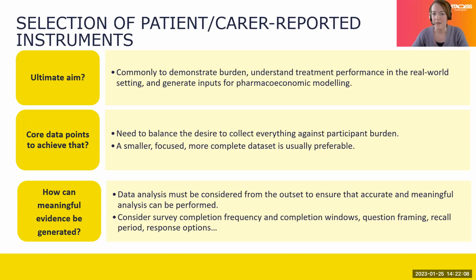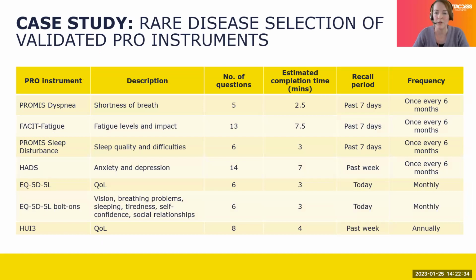Typical things that we would think about include survey completion frequencies, completion windows, how long are we going to give people in the real world setting to complete their questionnaires, question framing, so recall periods, how often are we asking participants to think back over when they are considering and answering questions, and then the types and formats of response options. So just to bring that to life a little bit more, on the next slide you can see an example of an assessment schedule for a patient-reported study that we conducted.